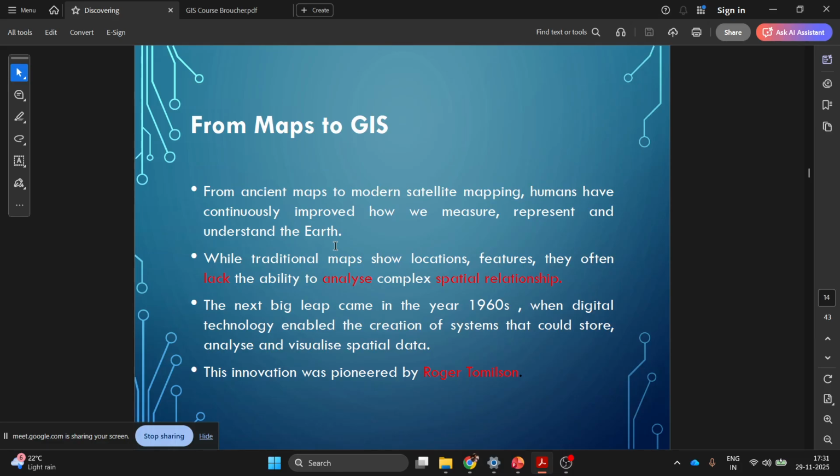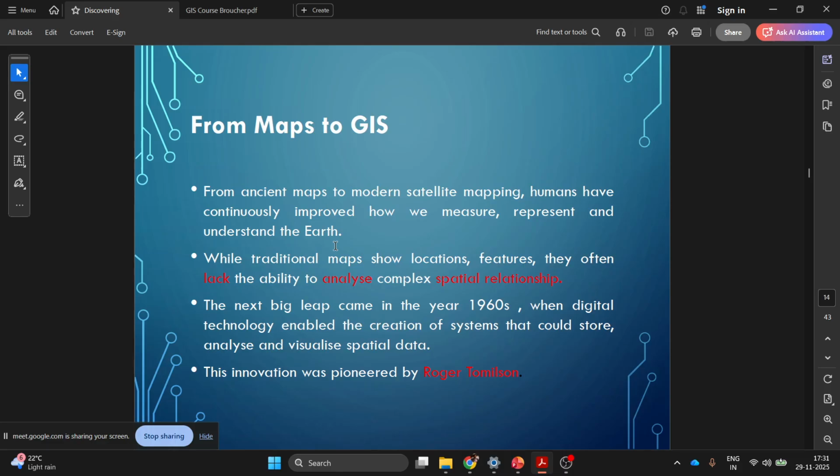After the 1960s, with the development of digital maps, computers and smartphones, this enabled the creation of a system. From the beginning we have been talking about a geographic information system. A system was created so that we could store, analyze and visualize spatial data. That is called GIS, the Geographical Information System. The information is stored in a systematic way so that one could analyze and visualize this spatial data.